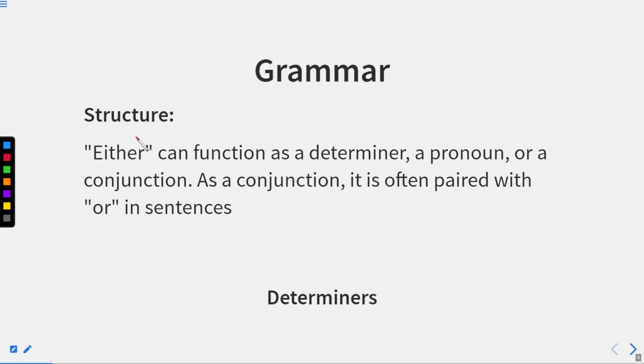Now, structure. Either can function as a determiner, a pronoun, or a conjunction, so it can be three different parts of speech. As a conjunction, it is often paired with or in sentences. As I told you, either or is a correlative pair, or pair conjunction, in which either is used with or and neither is used with nor.